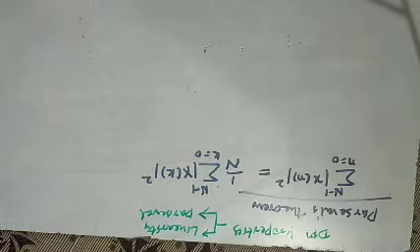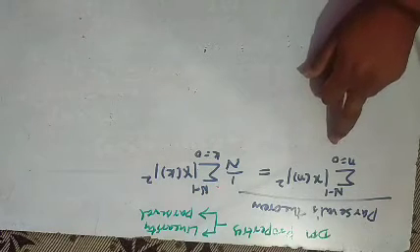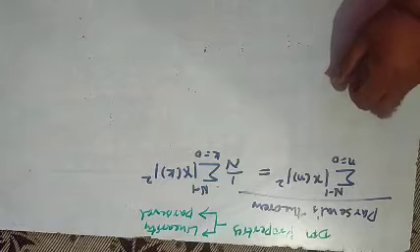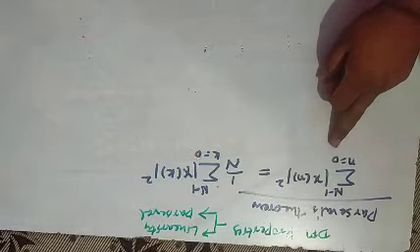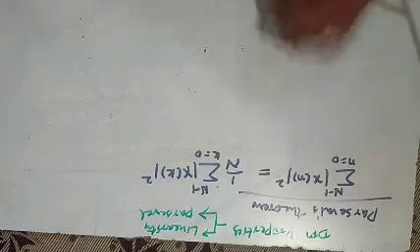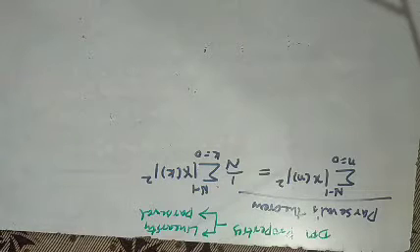See, if you start from 0, the upper limit is N minus 1. If you start from 1, the upper limit will be N. If the lower limit is 0, then the upper limit will be N minus 1. If the lower limit is 1, the upper limit will be N. Now we'll consider an example.